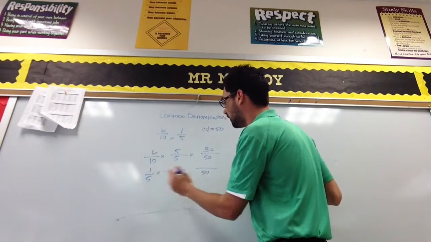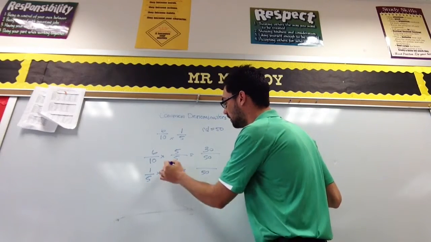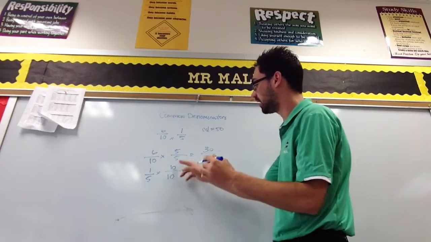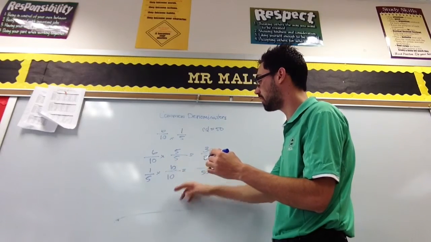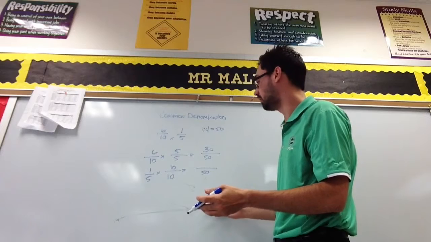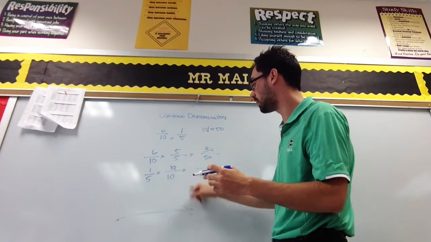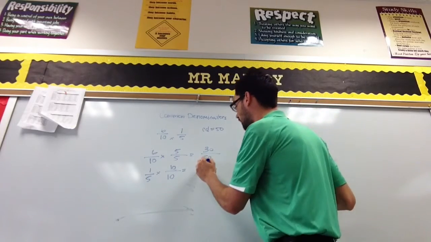5 times what gives me the 50? 5 times 10. When I do the bottom, I have to do to the top. Because if I don't do the same to the top and the bottom, or to the bottom and the top, it will change the value. It's no longer multiplying by 1 or dividing by 1.